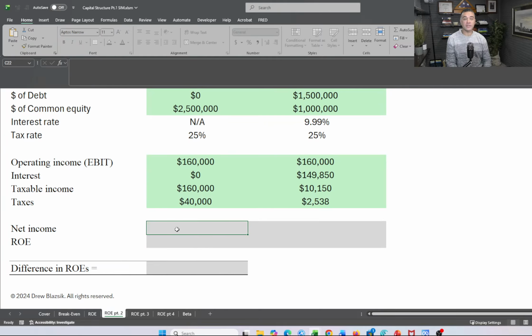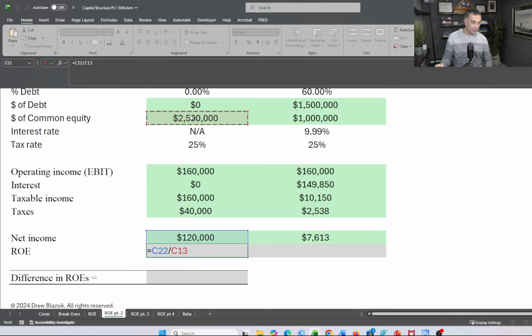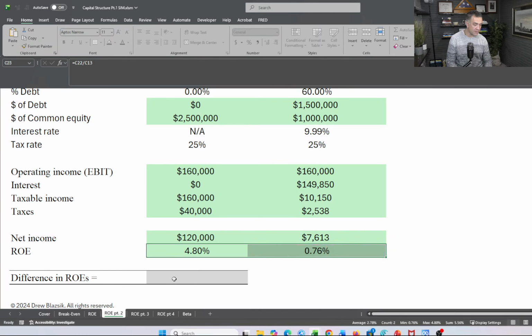And now we can get our earnings or our net income. So we're going to go equals our taxable income minus our taxes. And then we want to know return on equity. Well, what is return on equity? Equity is the amount of money we are investing into our project of our own money. Debt is taking the bank's money, someone else's money. So what we want to know is what is our return on our investment? So we're going to take our net income and divide it by our equity. So we get 4.8% and 0.76.